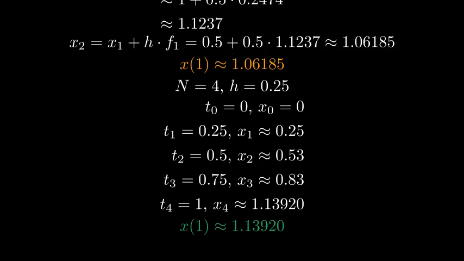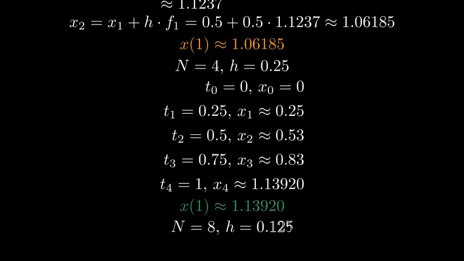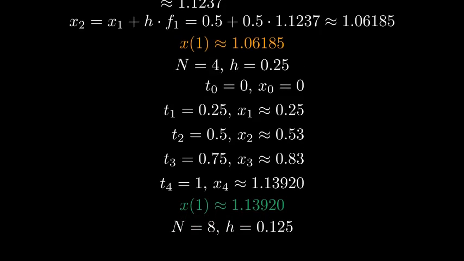So our approximation at t equals 1 with n equals 4 is x approximately equals 1.13920. Finally, let's try n equals 8 with step size h equals 0.125. With 8 even smaller steps, the computation becomes more tedious, but following the same pattern, we would arrive at an approximation of x(1) approximately equals 1.19157.